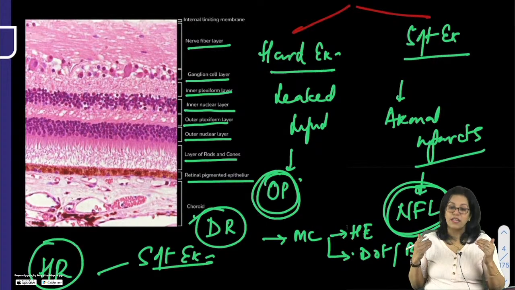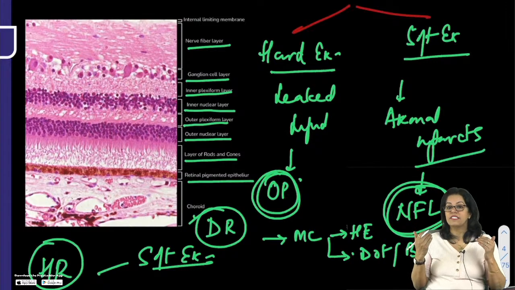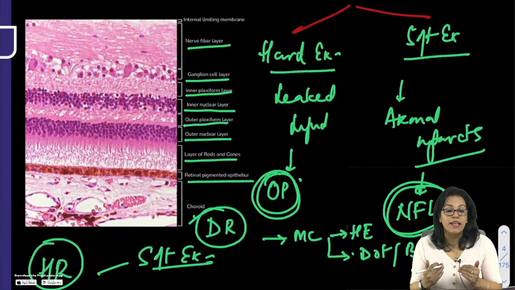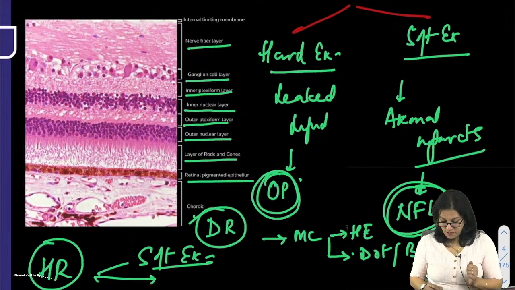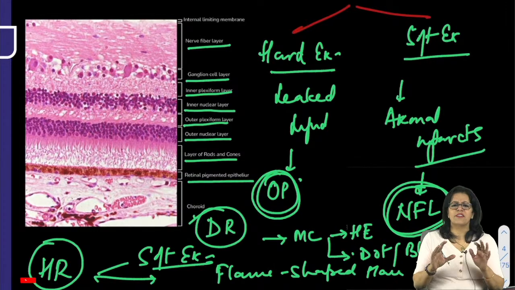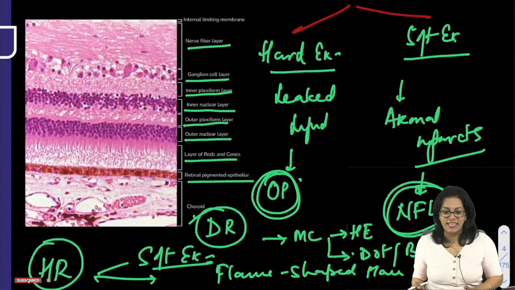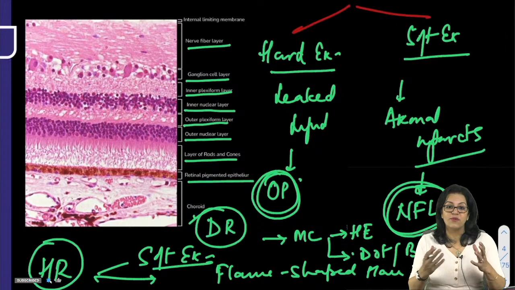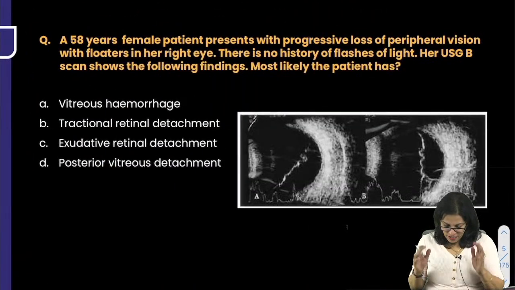So talking about soft exudates, what did we just say? That it is more common in hypertensive retinopathy, and secondly, flame shaped hemorrhage. In hypertensive retinopathy, flame shaped hemorrhage. Okay, I think now we are in a position to shift to the next question and see what points we can learn in and around that question. So we come to this one.